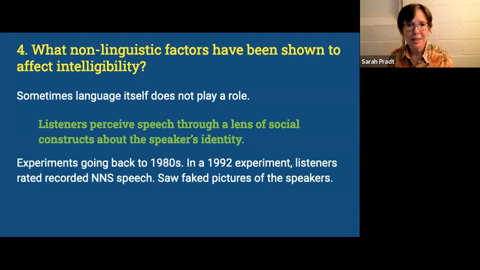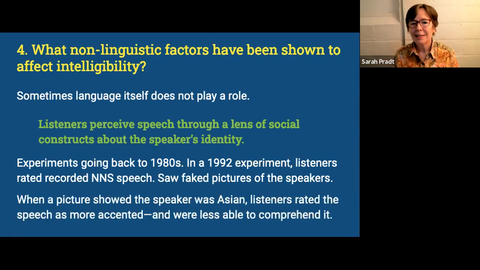For example, in this 1992 experiment, listeners rated some recorded speech and they saw pictures of the speakers, but those pictures were faked. So for example, if they saw a picture of a white person giving a lecture, they said, oh, that accent is accessible. I can understand. When the picture was an Asian person, same pose, same clothing, same podium, listeners rated the speech as more accented, and they had difficulty completely answering questions indicating that they comprehended it.